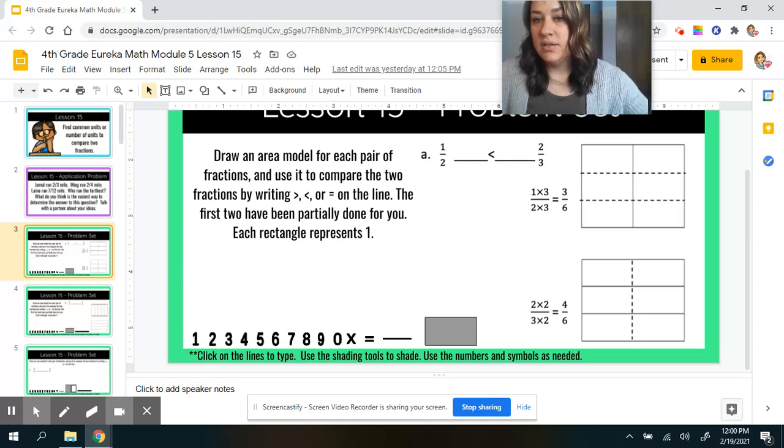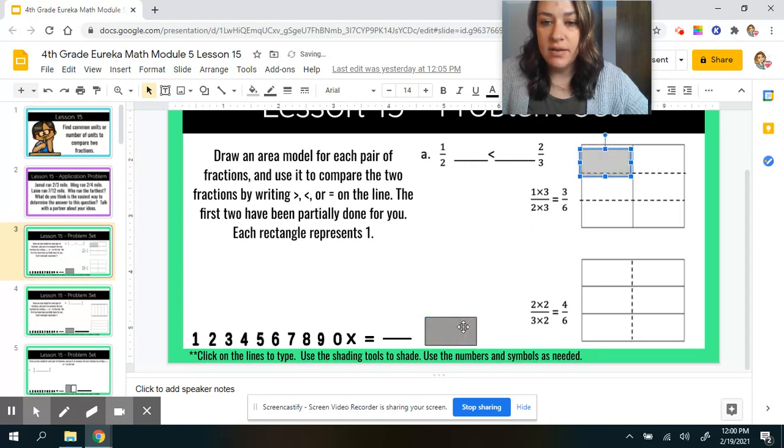Because, like our first one here, we have 1/2 is less than 2/3. So they took 2 times 3 and converted their 1/2 and their 2/3 into sixths. So 1/2 times 3 gave them 3/6. So if we shade in that 3/6, just for that little bit more of a visual. And then they took their other fraction of 2/3 and multiplied their denominator and numerator by 2 to make 4/6.